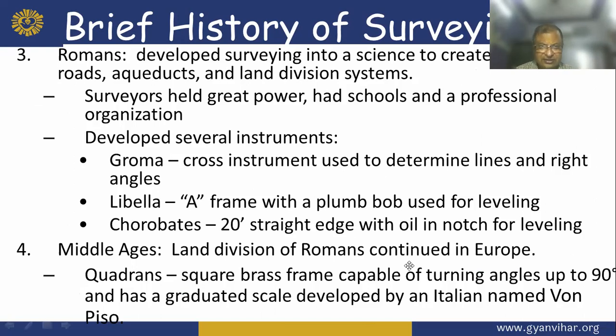They devised several instruments. Now, the groma, a cross instrument used to determine a line at a right angle, and the libra, a frame with a plumb bob used for leveling, and a straight edge.